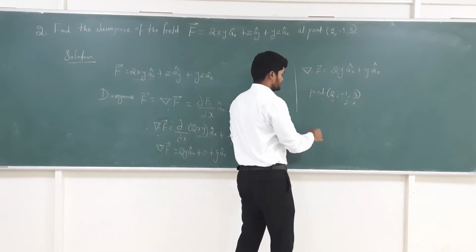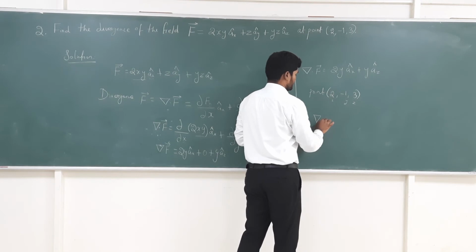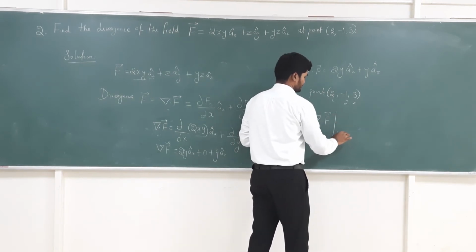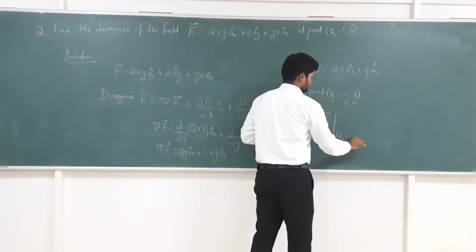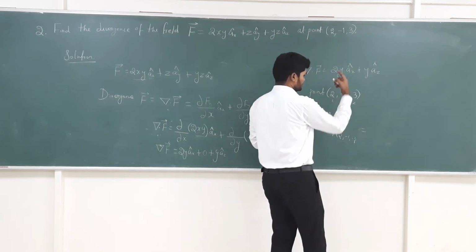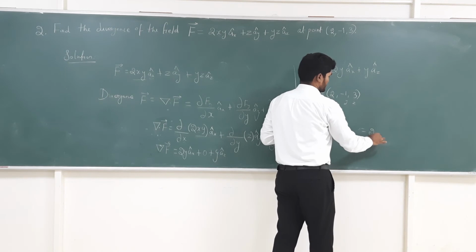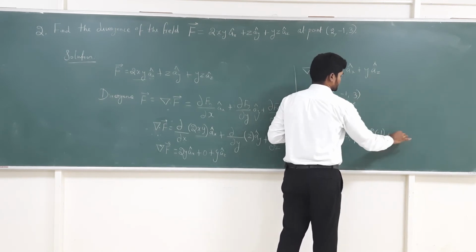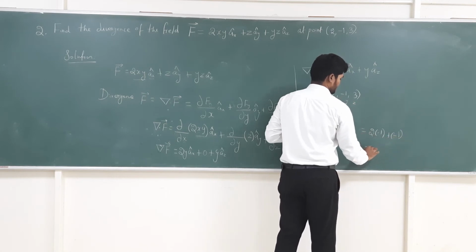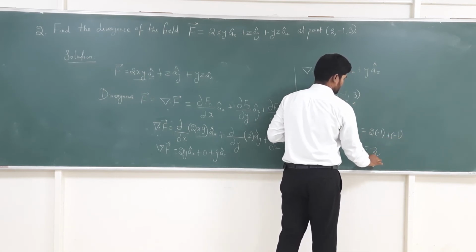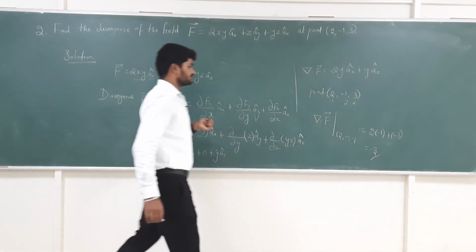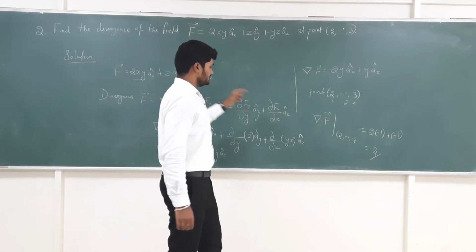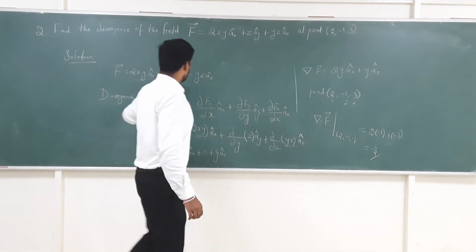So now substitute the value. Divergence of, substitute the values 2, -1, and 3. You substitute the value here: 2, minus 1, plus the y value, minus 1. Finally the result is -3. This is the divergence function of the field, this is the value of the divergence of the field.